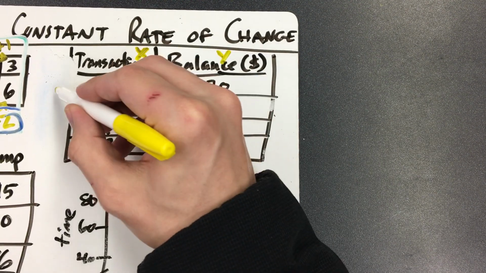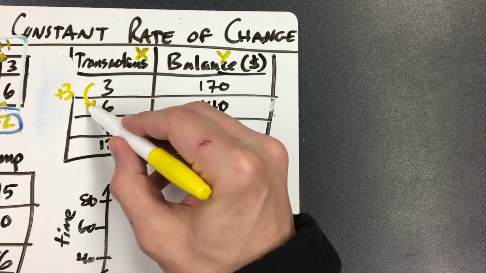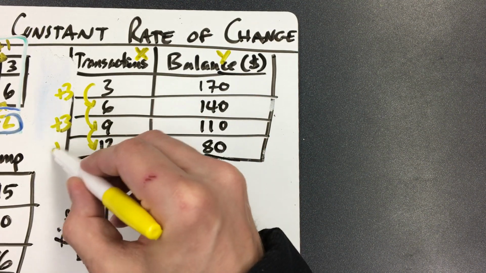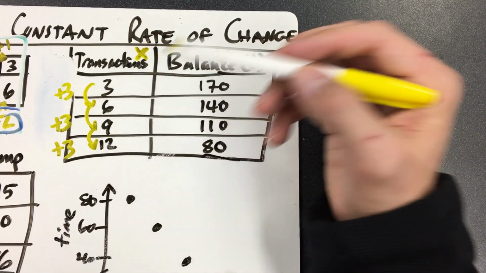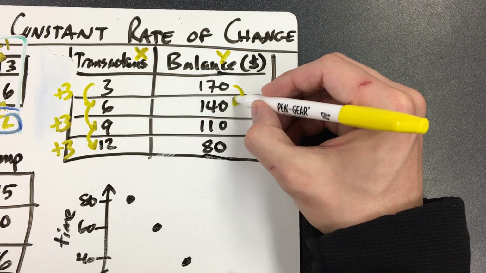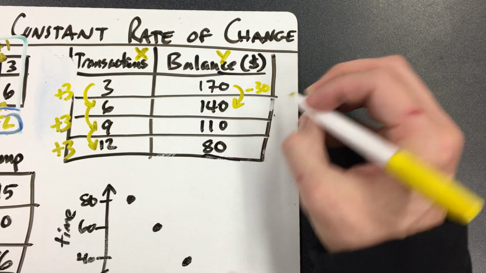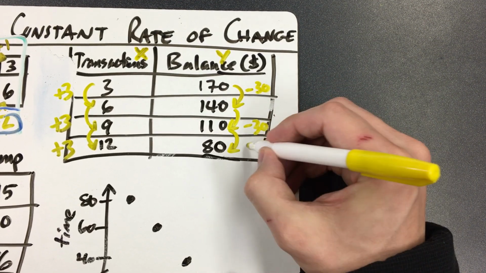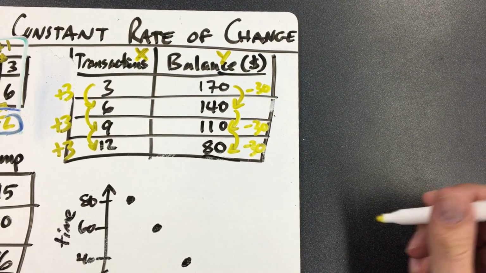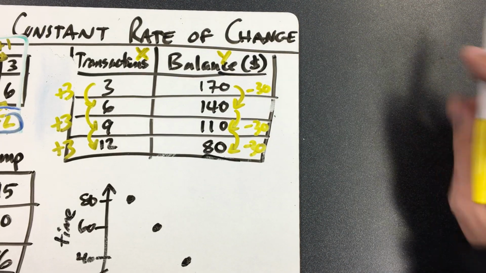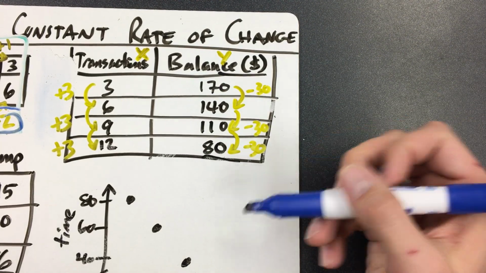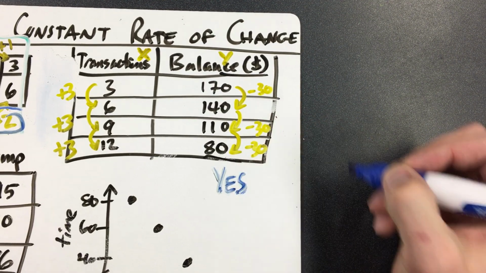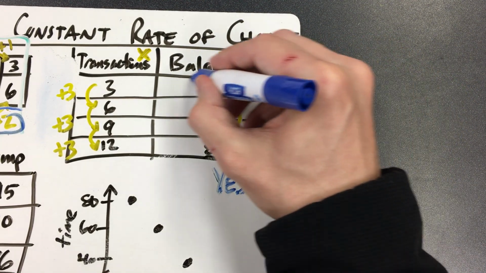I'm doing plus 3 from 3 to 6, plus 3 from 6 to 9, plus 3 from 9 to 12. So this is the X category. The inputs are always adding by 3. Here your balance, this is minus $30. Here's another minus $30. From 110 to 180, there's another minus $30. So is this consistent? Is this constant all the way down? Yes, it definitely is. This is another linear relationship. What is my constant rate of change? Look at what you have here, right?